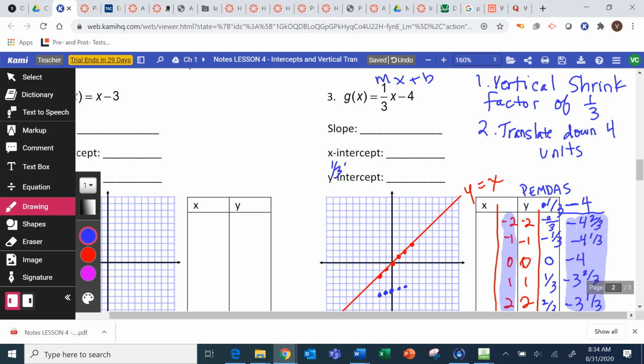So 1/3 times 0 minus 4. So that's 0, -4. We can find the y-intercept. The x-intercept, we could do 0 equals 1/3 x minus 4. So 4 equals 1/3 x. Multiply both sides by 3. X is 12. And that's not even going to fit on my graph. What else could I do if it's in y equals mx plus b form? Amar, if it's in y equals mx plus b form, what could I do?